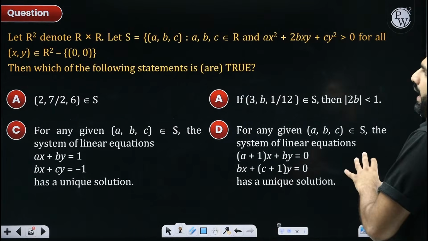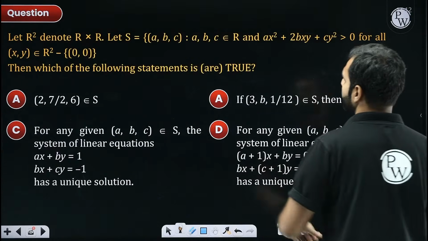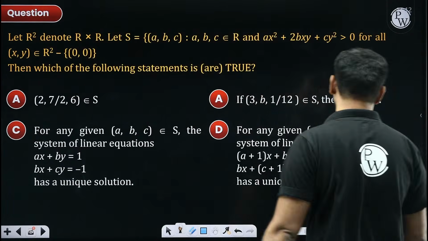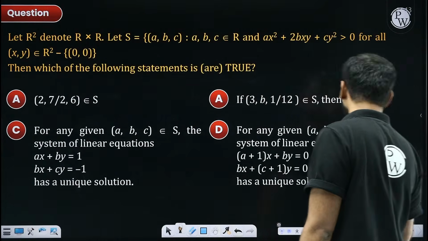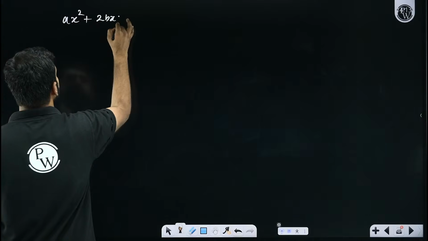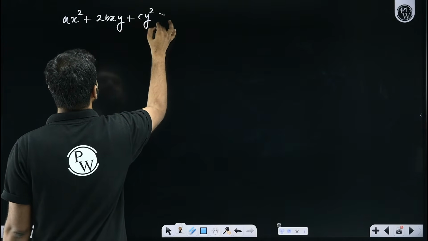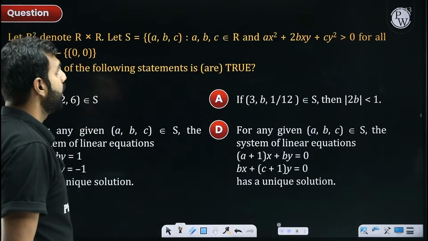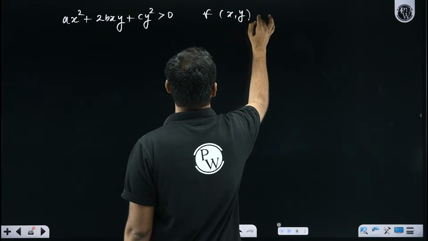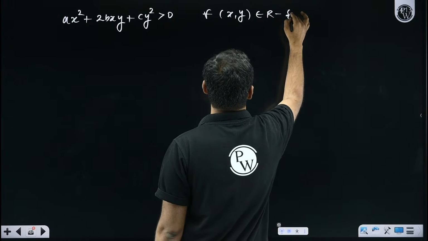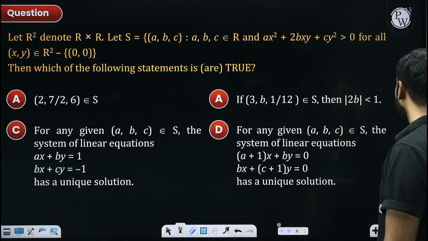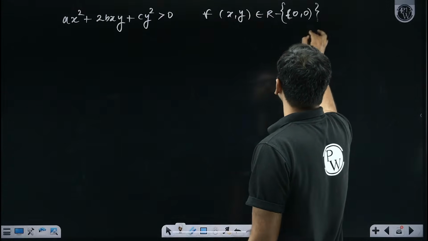Here, R square is R cross R, of course. It denotes this ABC. This is a triplet where ABC all are real. I am told AX square plus 2BXY plus CY square is said to be positive. And this is said to be positive for all xy which are real, except for this pair which is 0, 0. This pair is excluded. Okay, perfectly fine.